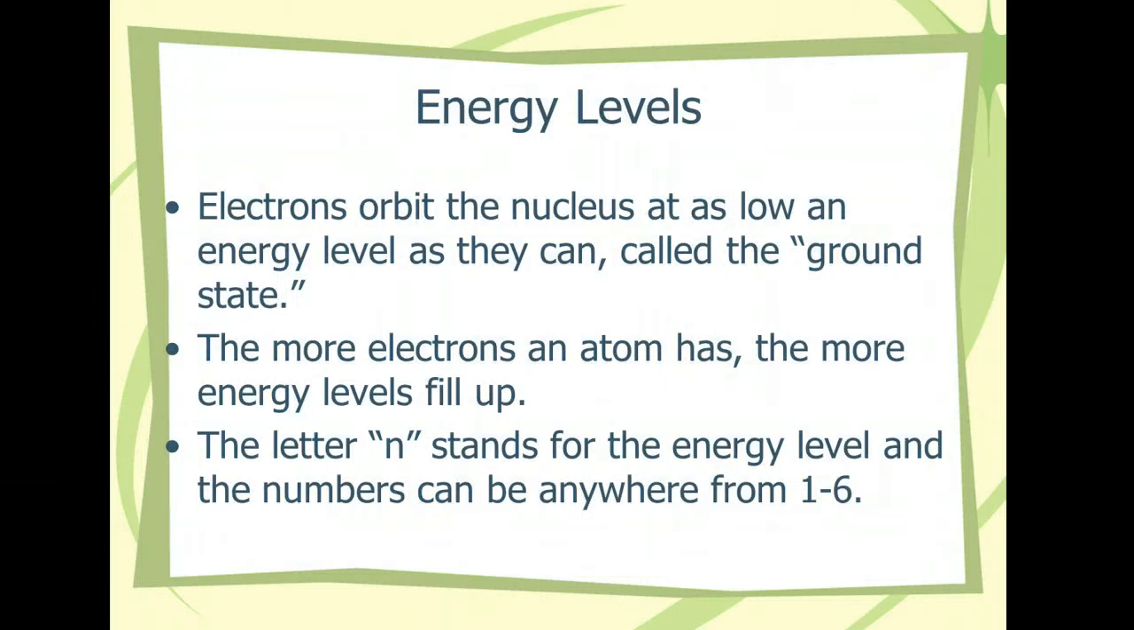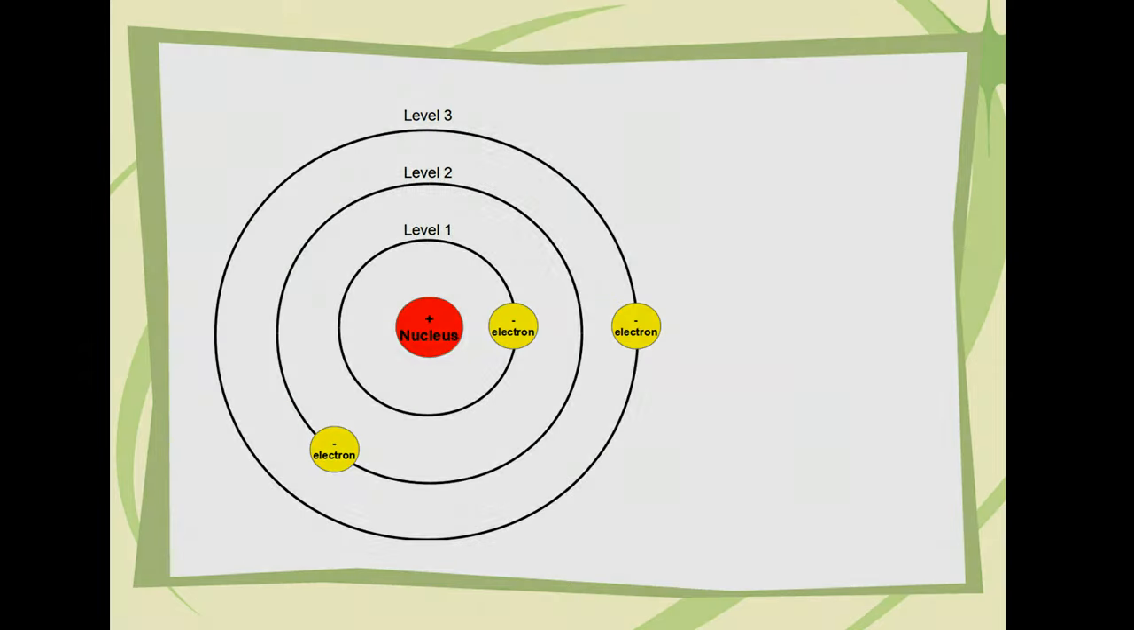Now what happens with electrons is they're orbiting the nucleus. They orbit at as low an energy level as they can, as close to the nucleus as there's room for them. And when they're at their lowest level, closest to the nucleus, it's called the ground state. Now, the more electrons an atom has, the more energy levels fill up. There's only room for so many electrons in each orbit, in each energy level. The letter N stands for the energy level, and the number of the energy level can be anywhere from 1 through 6.